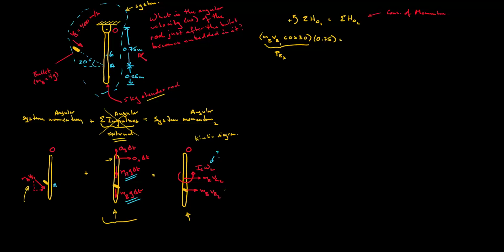So we have our mass of the bullet multiplied by the velocity of the bullet at time 2. And we're going to multiply it by its moment arm, which is 0.75, to get an angular momentum.